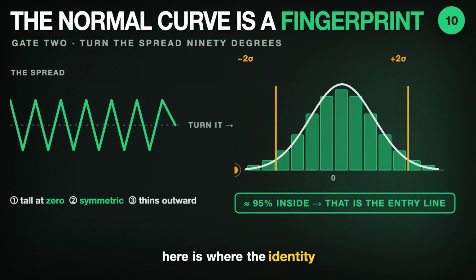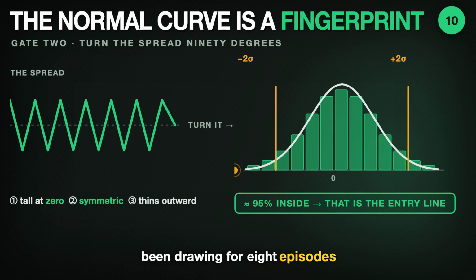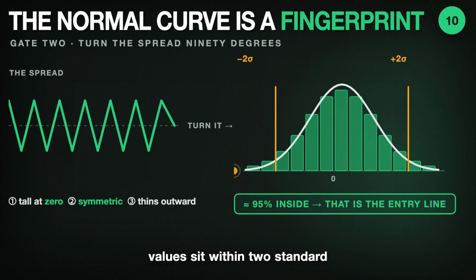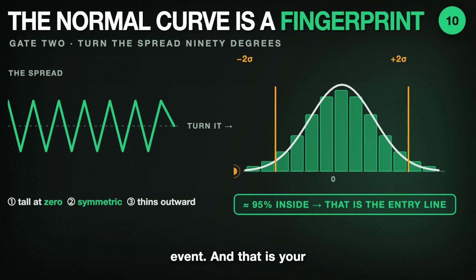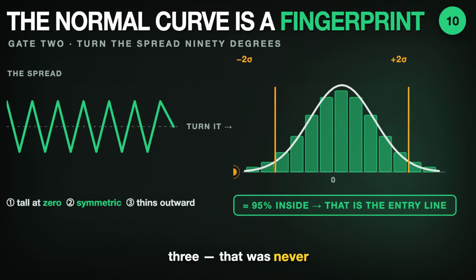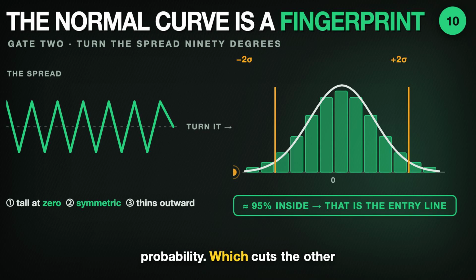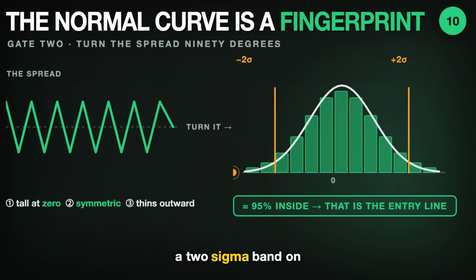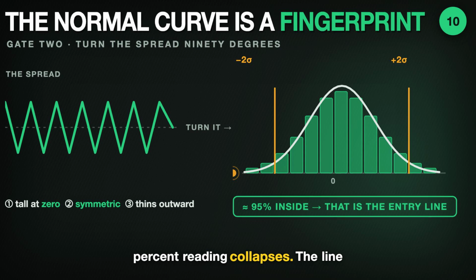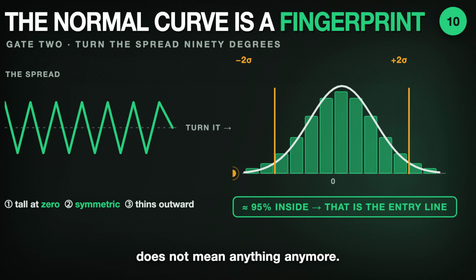And here is where the identity of that line we have been drawing for 8 episodes finally comes out. If a distribution is normal, then about 95% of the values sit within 2 standard deviations of the mean. So a spread that pushes outside of that is a rare event, and that is your entry line. The plus or minus 2 sigma band we have been sketching since part 3. That was never a convention. It was a probability, which cuts the other way too. If you draw a 2 sigma band on a spread that is not normally distributed, the 95% reading collapses. The line still gets drawn, it just does not mean anything anymore.